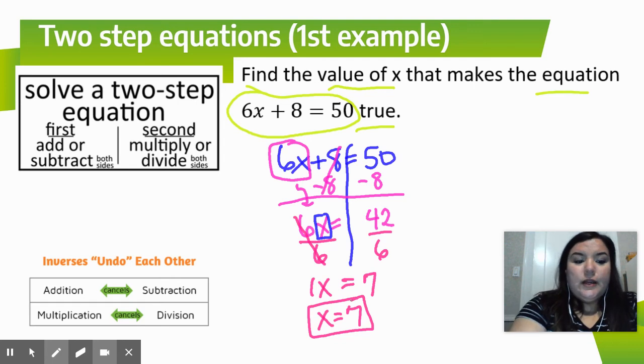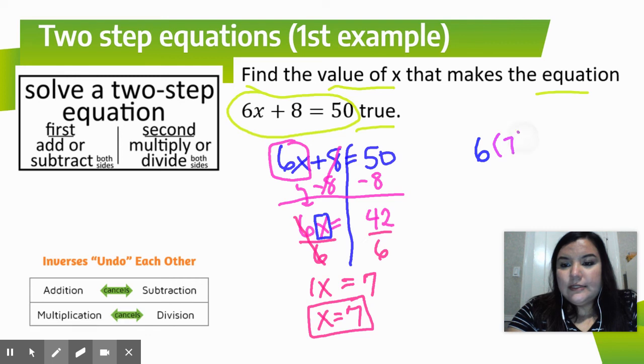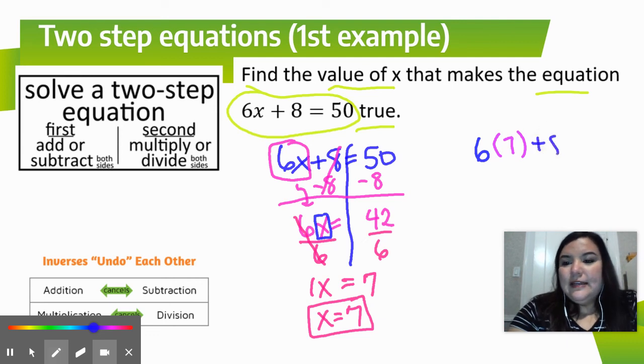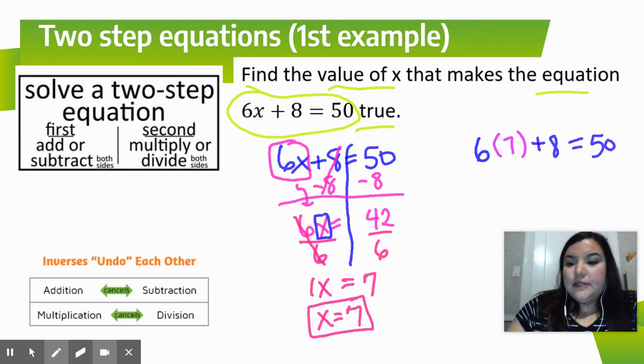To do a quick check to see if it's correct, I'm going to plug that back into the equation. So I have 6, and I know that my x is 7, so I'm going to put that as 7, plus 8. We want to see if that equals 50. So we type this in: 6 times 7 is 42, and 42 plus 8 is 50. So that is correct.